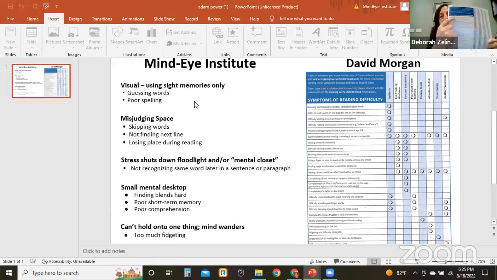Stress is another way. Stress can shut down the floodlight and/or the mental closet. And people are like, what in the world is a mental closet? Well, I envision it like a closet in your brain that has a setup. So if sensory signals are pouring into your brain one at a time because a teacher is talking or words are on a page in a book.